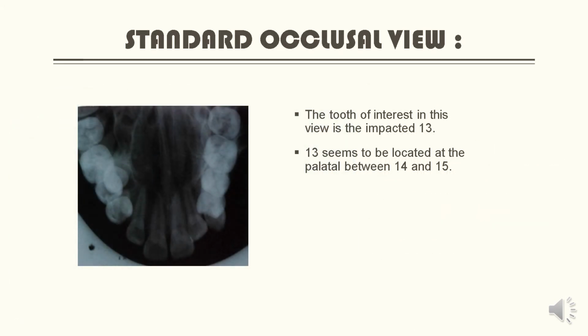This is the second radiograph taken, which is the standard occlusal view. The standard occlusal view radiograph is taken to further investigate the location of 1/3, whether it is buccal or palatal. It is taken along with the OPG so that the slope technique can be done. Based on these two radiographs, 1/3 seems to be located on the palatal side between 1/4 and 1/5.